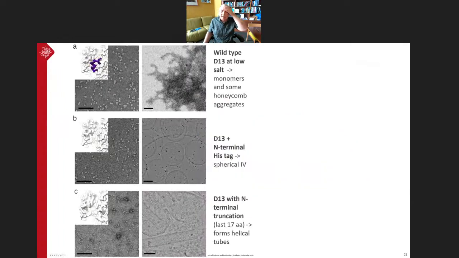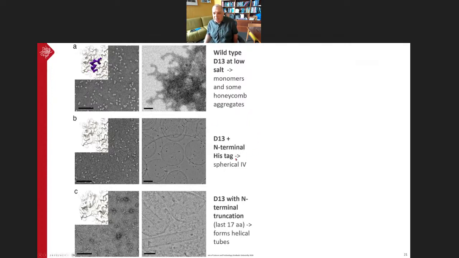Now, this is kind of a key slide. The one main experiment was that at low salt, using the wild type, one can induce the formation of these honeycomb-like precipitates. This needs to be zoomed in a little more, but there are honeycomb structures in there. And the wild type has the N-terminal helix present. This is what we used to get our high resolution structure of D13.